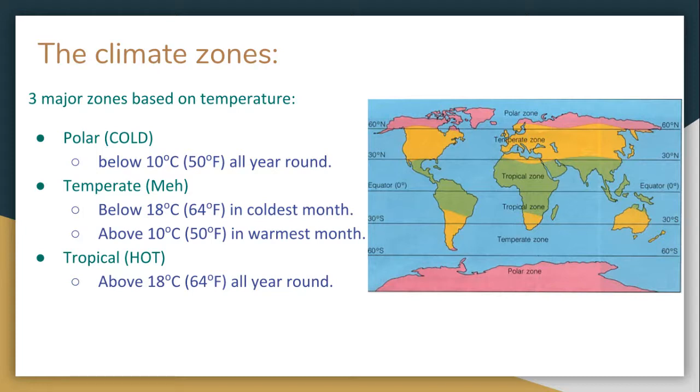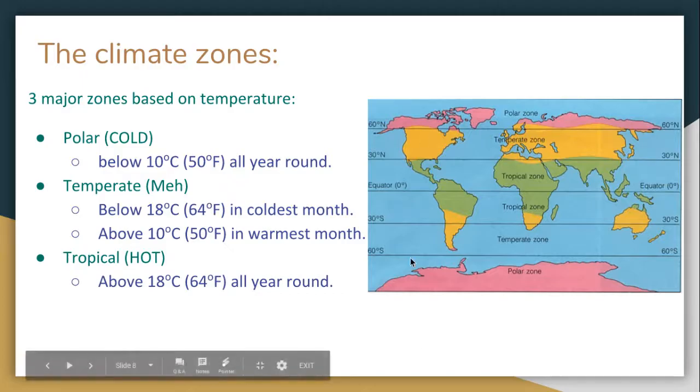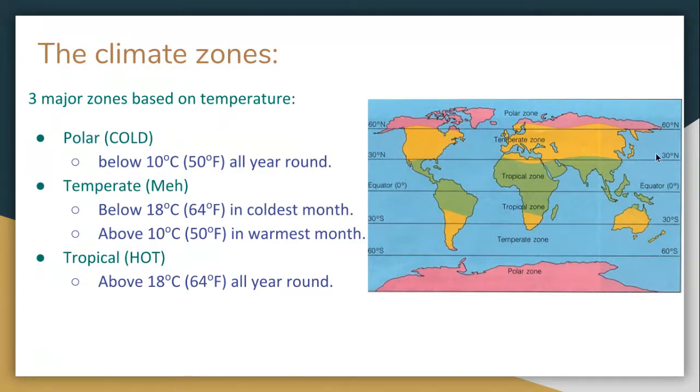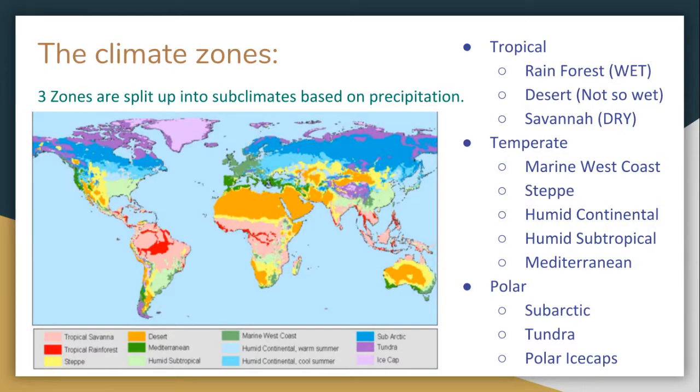And then there's the tropical zone, which is a lot closer to the equator. And it's above 64 degrees all year round. So you notice the polar zones are on the very north and south ends of the world. The temperate zones are kind of the next step closer to the equator. And the tropical zone is right in the middle. We can split those zones up into their separate subclimates based on precipitation.